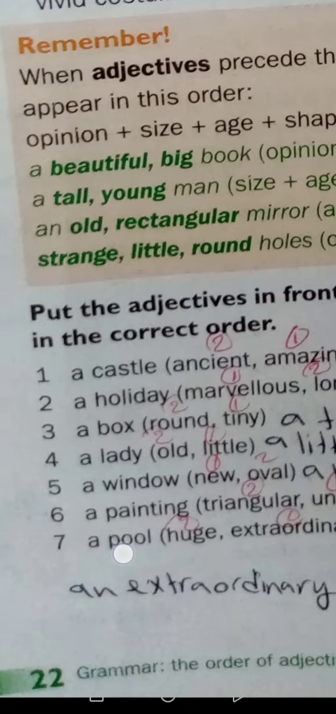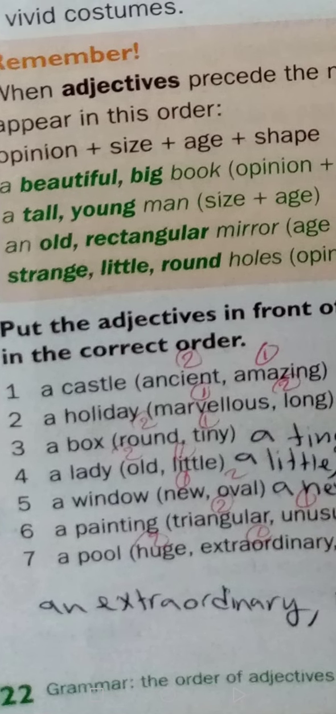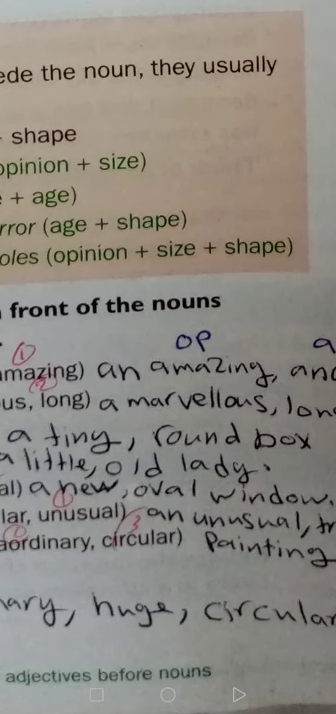Here number 3, a box, we have round and tiny. Round is a shape, tiny is a size. Size comes before the shape according to the opsasha.com. حسب opsasha.com tiny comes before the shape, اللي هي tiny is a size and round is a shape, فبحكي a tiny round box.